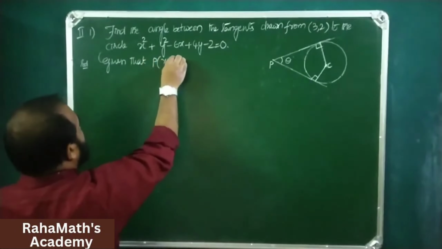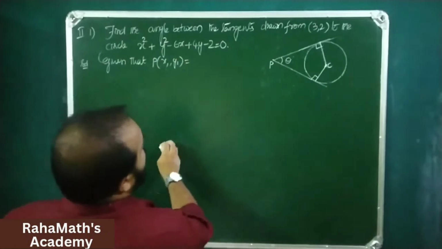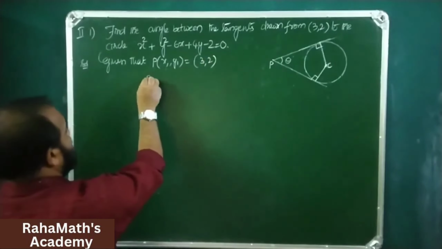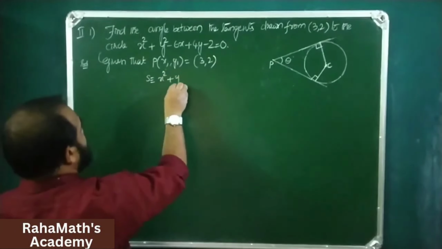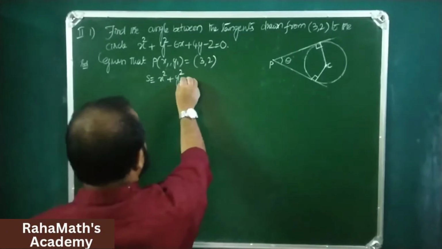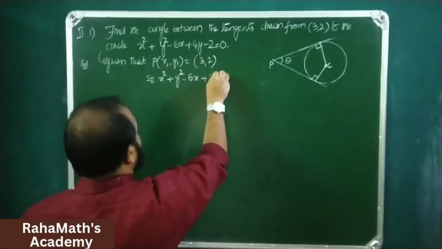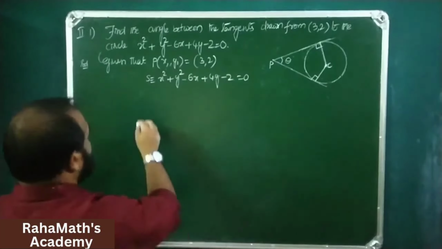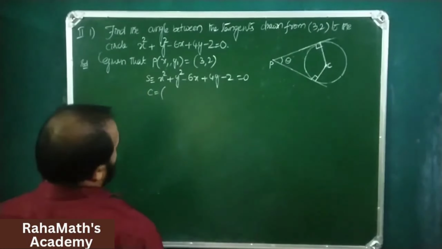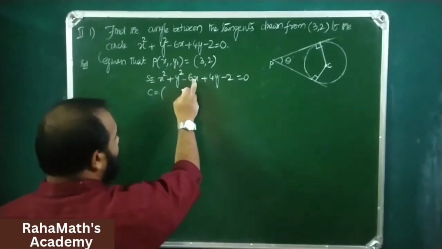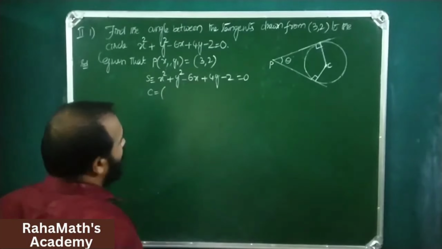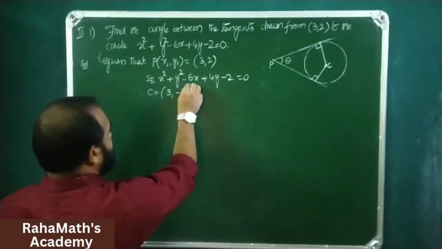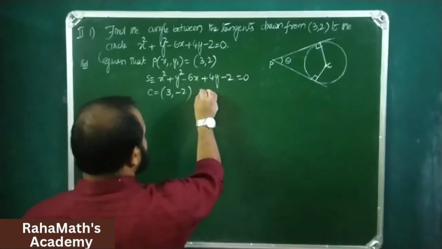P(x1, y1) is equal to (3, 2). So, circle S: x square plus y square minus 6x plus 4y minus 2 equals 0. So, the center of this is (minus g, minus f). So, change the sign and take half of the x coefficient. So, 3, minus 2. And what is the radius?